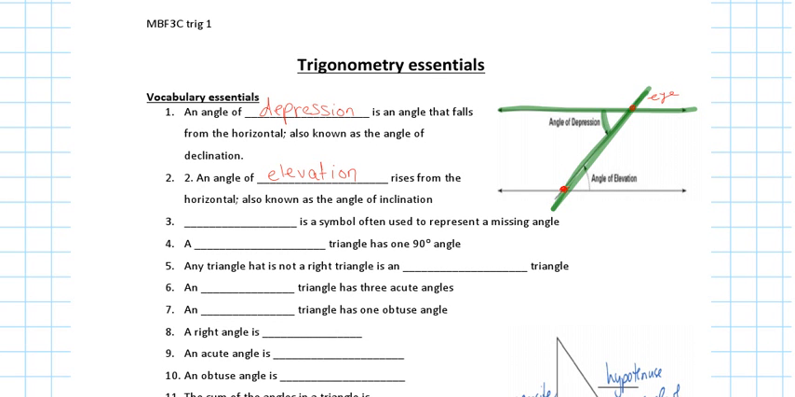Now in math, we use a lot of Greek letters, especially when it comes to triangles and geometry and trigonometry and angles. One of the main symbols that we use to represent a missing angle is the letter theta. Okay? So it's a Greek letter that looks like an O, but it's called theta. And it's represented with this letter. Okay? So if you see that letter somewhere, that represents an angle, and it's called theta.